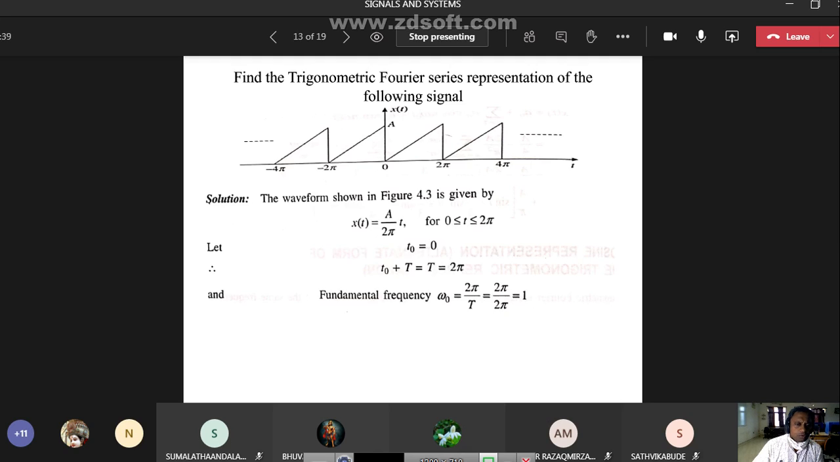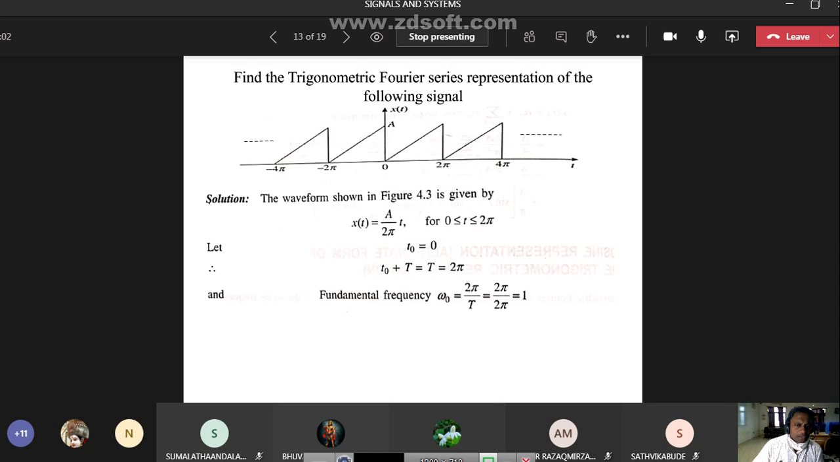Okay, so now you have to calculate the fundamental frequency. Fundamental frequency means omega naught is equal to 2 pi by T. Okay, 2 pi by period, fundamental period. So already the fundamental period we have calculated, that is 2 pi. So 2 pi divided by 2 pi gives 1. So therefore we have calculated the fundamental time period and fundamental frequency.